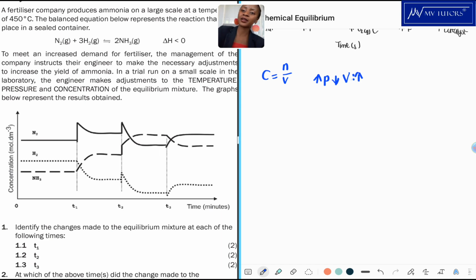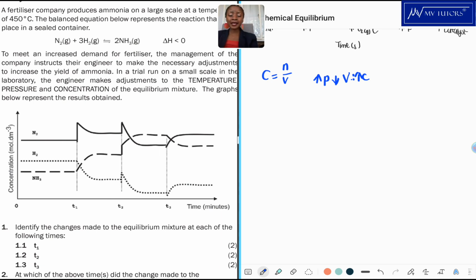Therefore, the higher your concentration. So we do see an increase in concentration for all, for the reactants as well as the product. Okay, so at T2, there was an increase in pressure. And then at T3, I see gradual increases and gradual decreases, so there must be something to do with temperature.